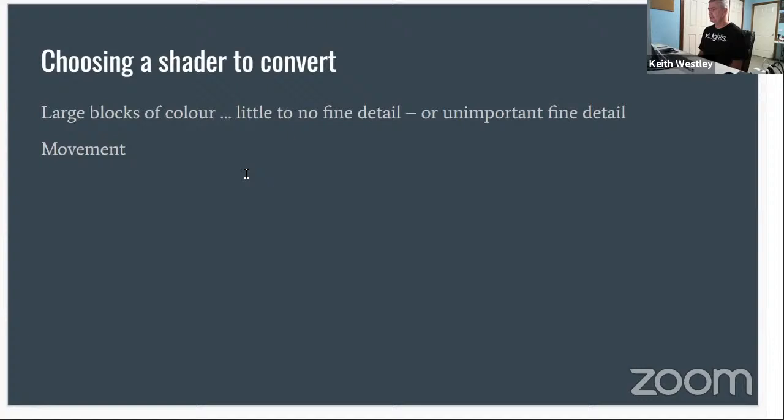When you choose a shader, you want to choose a shader that has large blocks of color. You don't want a huge amount of fine detail unless it's possible to zoom in on the shader. The reason for that is things which have lots of fine detail don't generally look good in xLights, just due to the lack of resolution. And obviously movement. Generally, you want to have some sort of movement in the shader that you're bringing in, or at least be comfortable adding the movement to the shader.